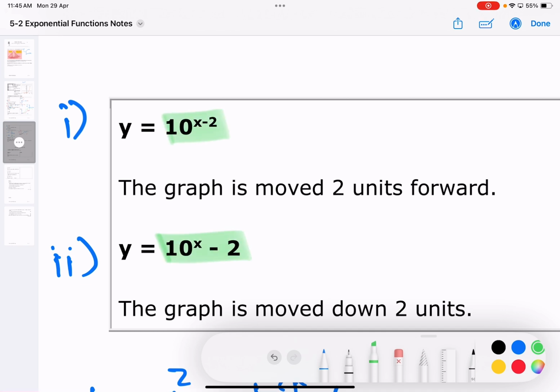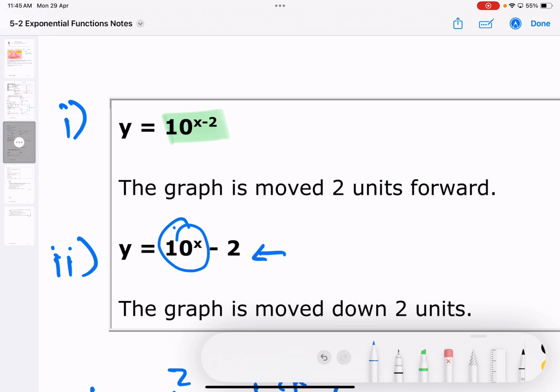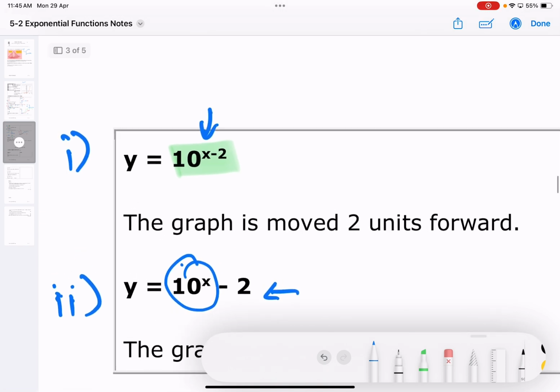Can you see that in this example at the bottom, I have the normal function first, 10 to the power of x, and then I minus 2, which means I shift it down 2 units? But in the one on top, my power is reduced by 2. My power is actually reduced by 2.